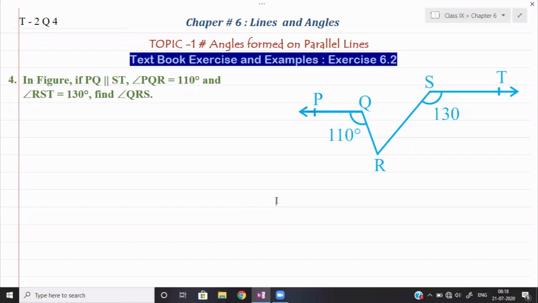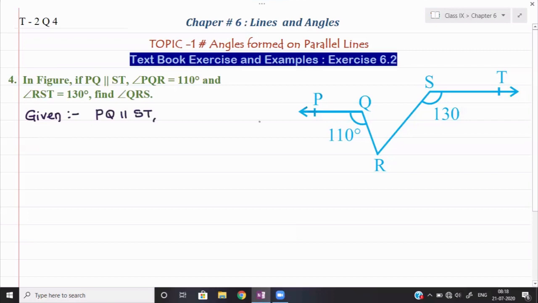First of all, we shall write down the given things in this question. Here we will have some construction, that is, a modification in the figure, and then we can proceed to the solution. So initially I am writing the given things. In the given, we can say that PQ is parallel to ST. That is one given.